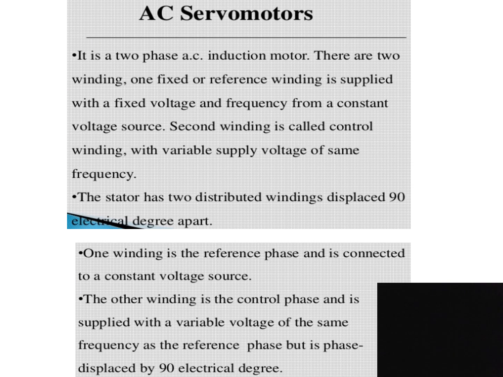Here the AC servo motor has a two-phase AC induction motor. There are two windings: one fixed or reference winding, supplied with a fixed voltage and frequency from a constant voltage source, and a second winding called the control winding, with a variable supply. The stator has two distributed windings displaced 90 degrees apart. One winding is the reference and it is connected to the constant voltage source. The other winding is the control phase, supplied with a variable voltage and displaced by 90 degrees.